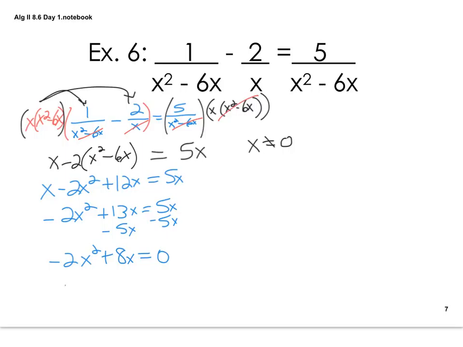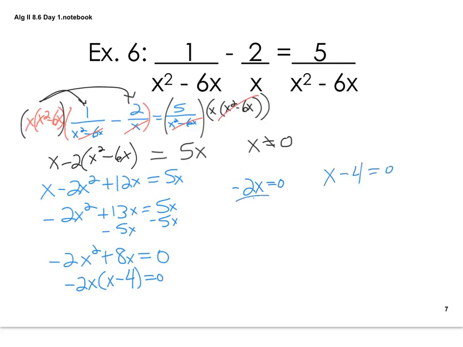I'm going to factor a negative 2x out of this, and I'm going to get, let's see, that's going to give me x minus 4 is equal to... All right, and then I'm going to set up two possibilities to actually get to 0. I would have negative 2x is equal to 0, and then I would have x minus 4 is equal to 0.